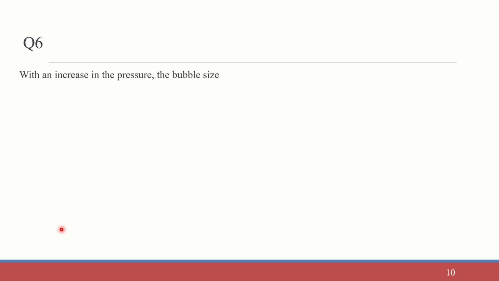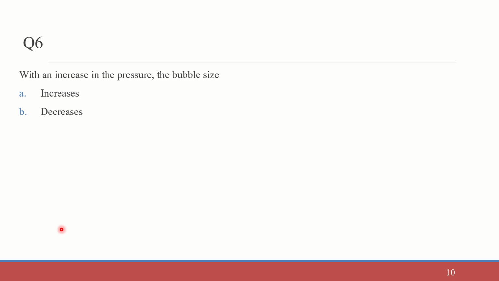In question 6, it is given that with an increase in pressure, the bubble size, even without options, we should be knowing that the bubble size decreases. When the pressure inside the fluidized bed is increased, the bubbles will be shrinking in size, and therefore their size will be reduced, and also they will be broken down actually. That is the thing. With an increase in pressure, the bubble size actually decreases. So let us now look at the options.